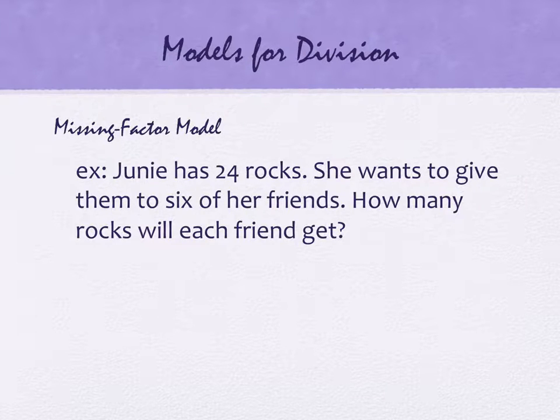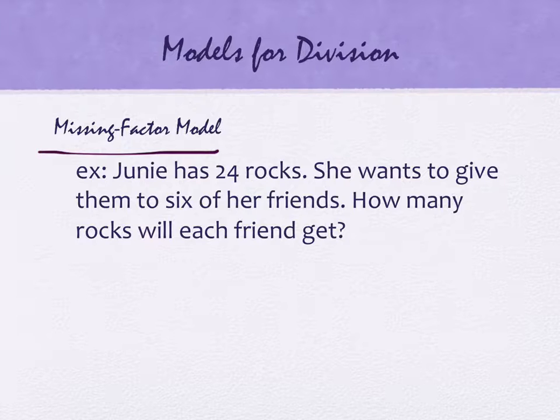So the approach on this one to solving the problem differently is this is the missing factor model. So it looks just like the wording for the other one, okay? But it's the way we solve it that's actually different. So this is something a little bit unique that didn't happen with multiplication and subtraction that we've done before. Okay, still, Junie has 24 rocks. She wants to give them to 6 of her friends. How many rocks will each one get?